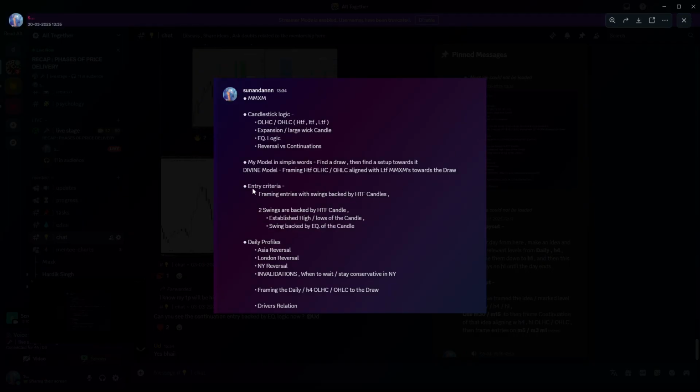Yes, entry criteria has been done. Establish high low of the candle, swing back by AQ, contribution entry. Next thing is daily profile.